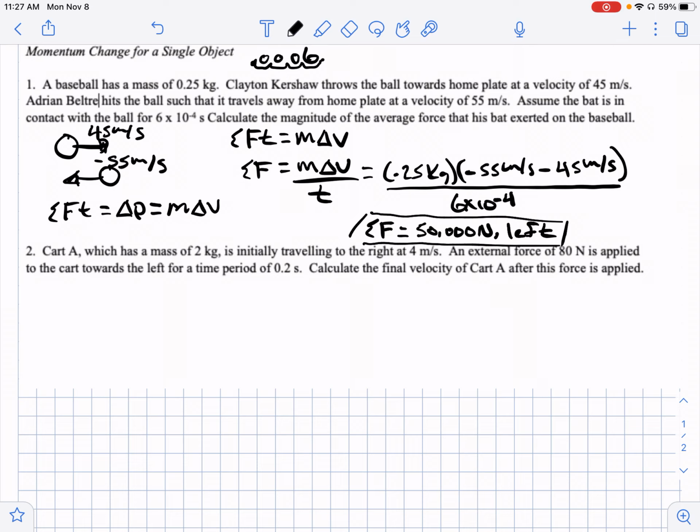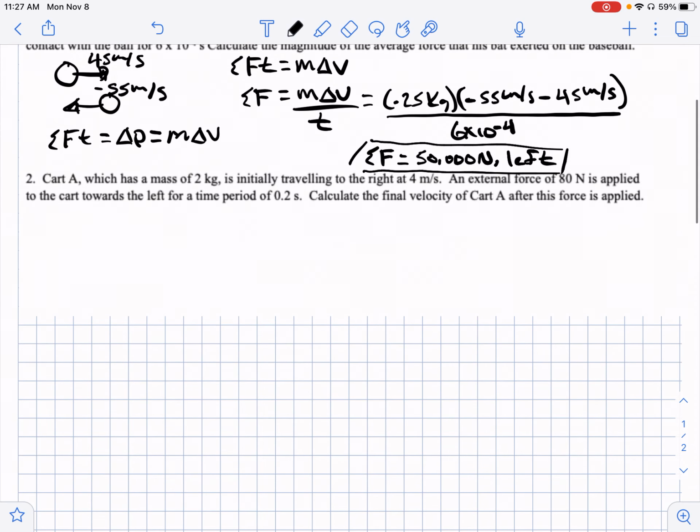Number 2 says that we have a cart with a mass of 2 kilograms. It's initially traveling to the right at 4 meters per second. There's an external force of 80 newtons applied to the cart towards the left. Okay, so that's important. And the time there is 0.2 seconds. And we're asked to calculate the final velocity of cart A.